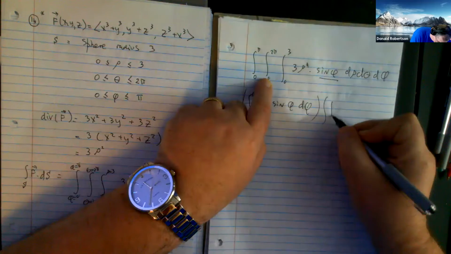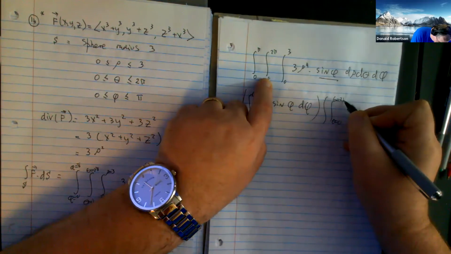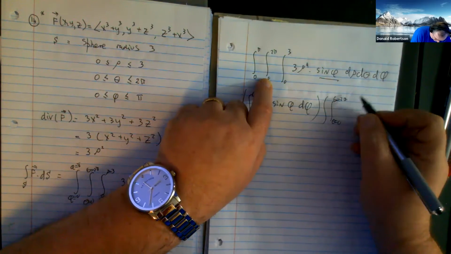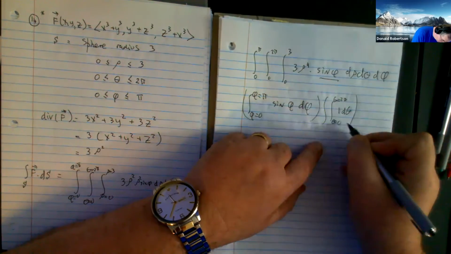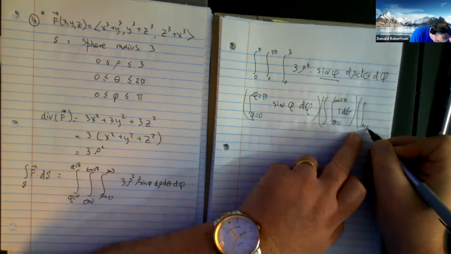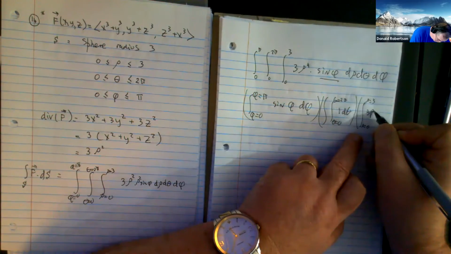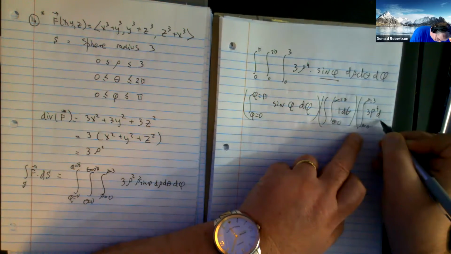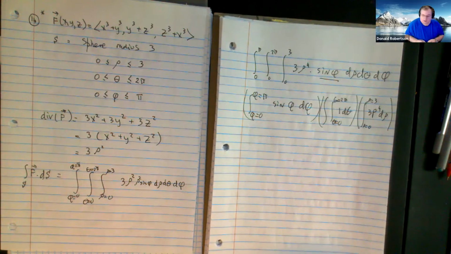The theta, which is 0 to 2 pi, doesn't really get anything. Well, I guess I could give it a 3, but I don't want to. So I'll just give it 1. And then the last guy is going to be rho equals 0 to rho equals 3 of that guy. Are we comfortable about the breakdown?